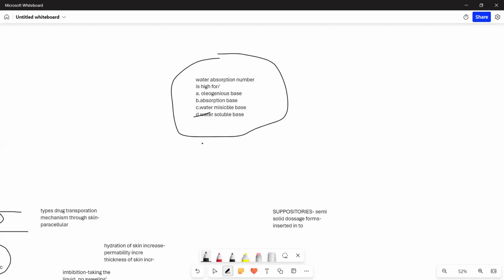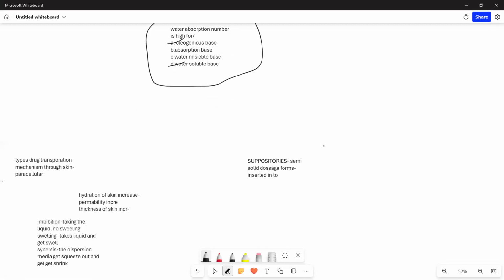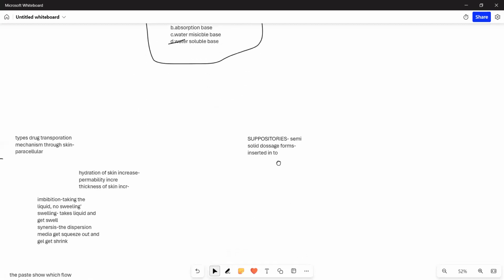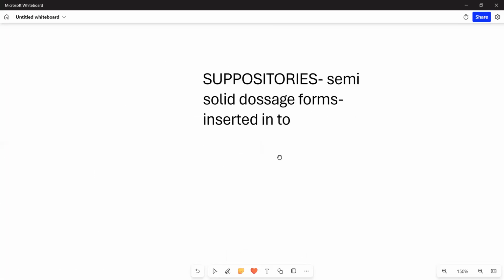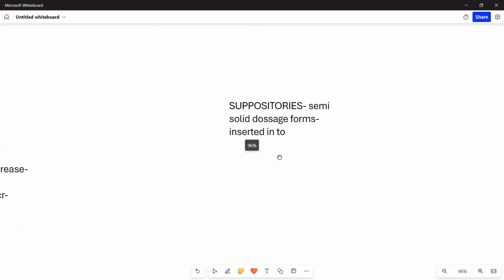Which of the following bases would have the lowest water absorption number? Great, it will be A. Great, guys. So next, let us start our discussion on suppository.